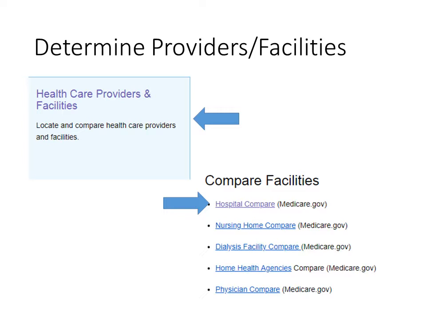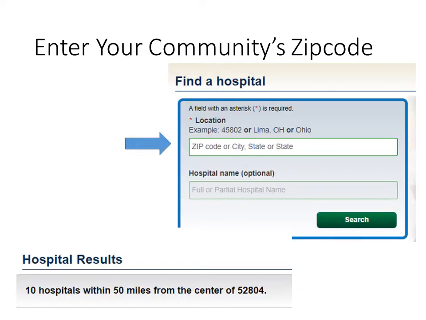Now, you can look at hospitals. You can also look at other facilities depending upon the age group of your community. Hospitals is the common one, but you might look at nursing homes and other agencies as well. But you're going to click on hospital here for an example, and it's going to come up with a spot where you can find a hospital. Type in the zip code of your community of interest and hit the search button, and you're going to come up with the results.